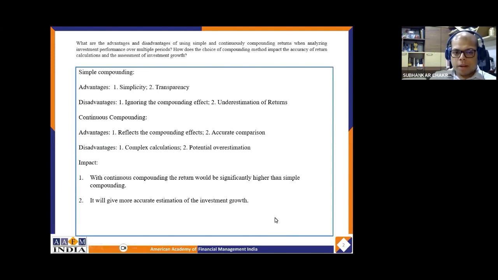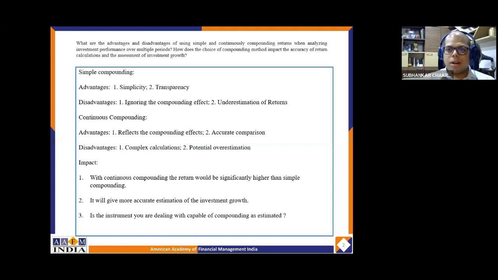The third impact is, the question rather, is whether the instrument that you are dealing with is capable of compounding as estimated. That is the important matter. If it is not, then it is very difficult, because it is extremely crucial to understand whether the underlying instrument is capable of compounding at that rate. If that is not happening, then the whole continuous compounding method is going to fail as an assessment tool.